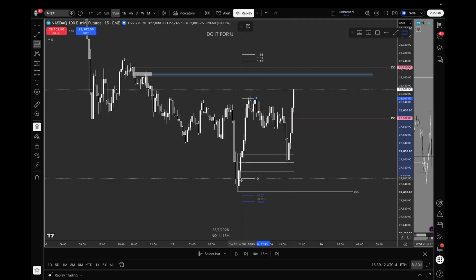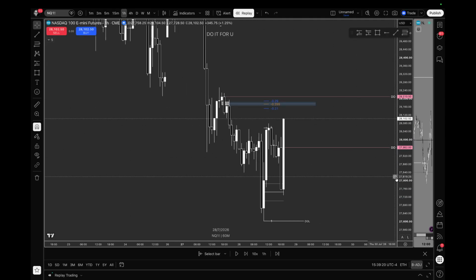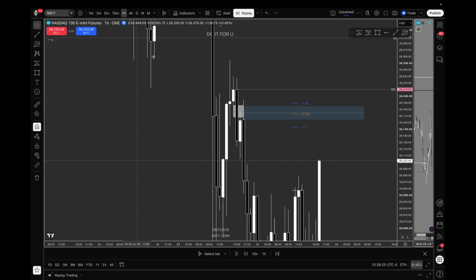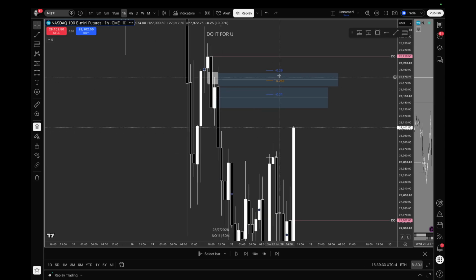I'm going to be looking for some sort of level like this. And so I went to the high time frame, of course, and I noticed that there was this daily right here, this 1 hour order block right here that lined up with this level.